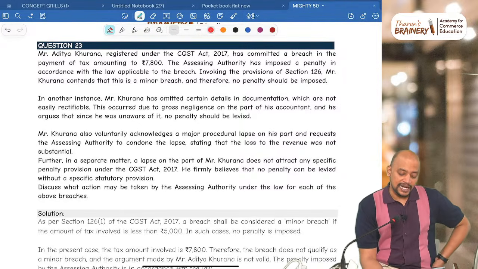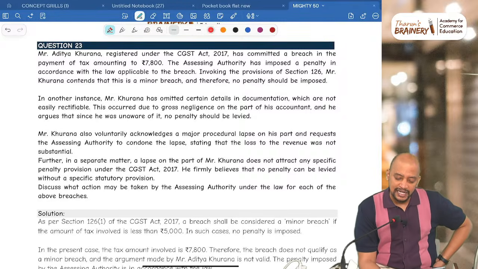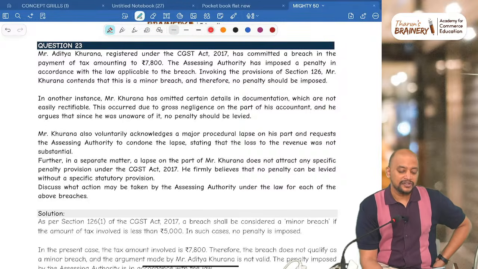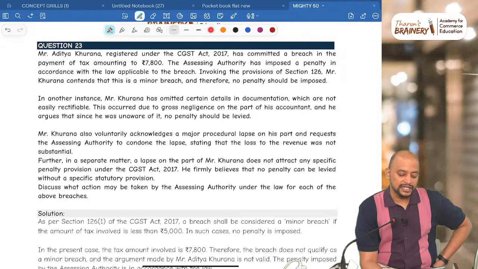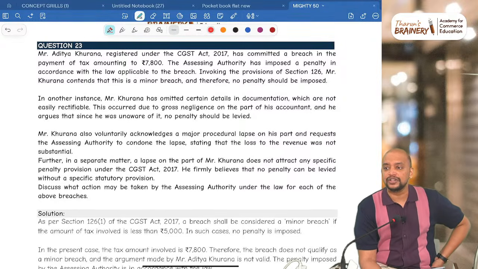Then, in another instance, Mr. Kurana has omitted certain details in documentation which are not easily rectifiable. This occurred due to gross negligence on the part of his accountant, and he argues that since he was unaware of it, no penalty should be levied.